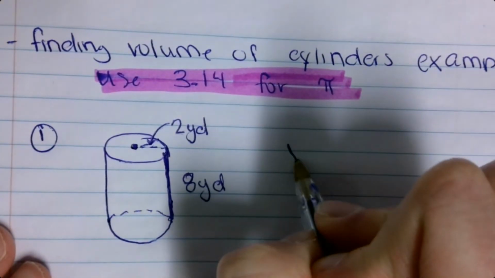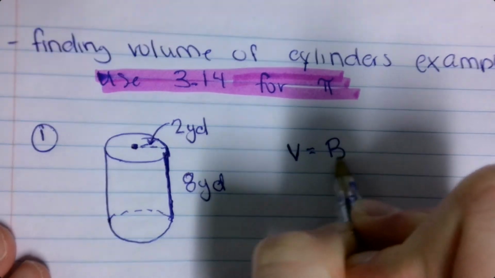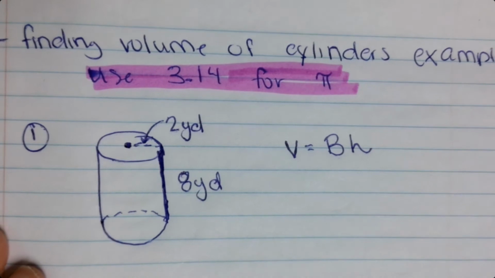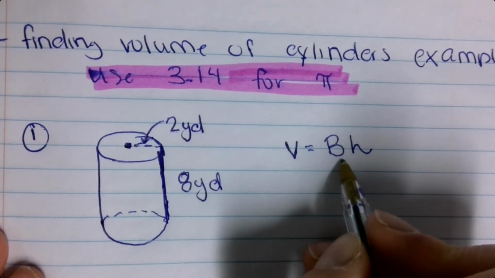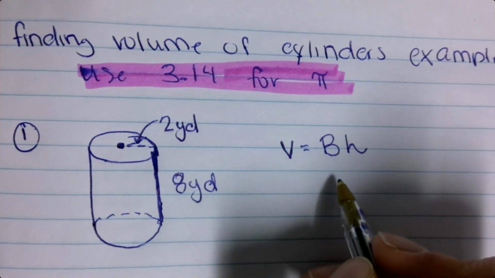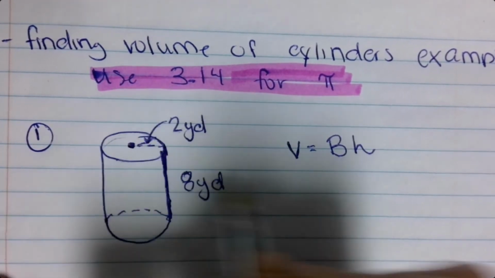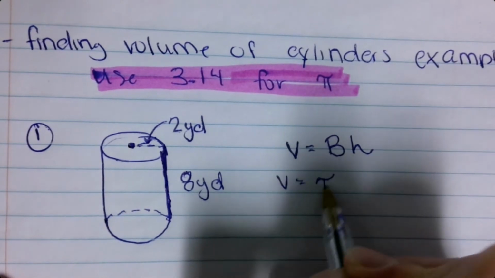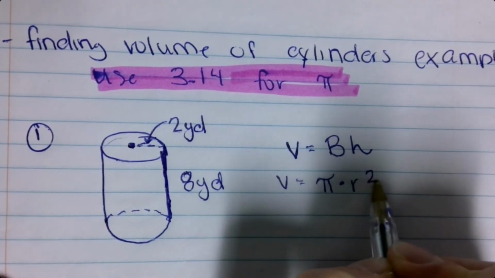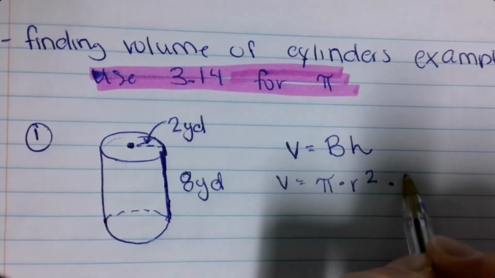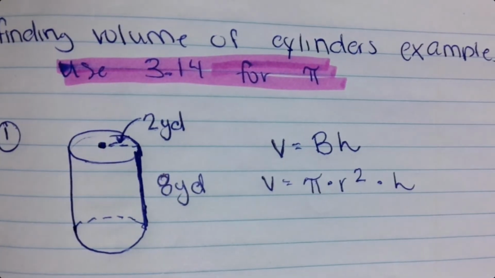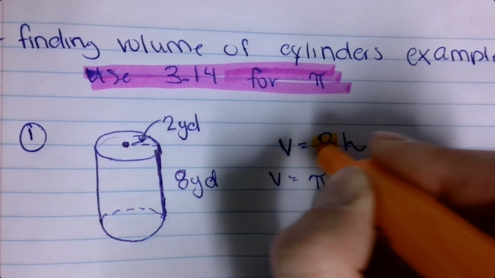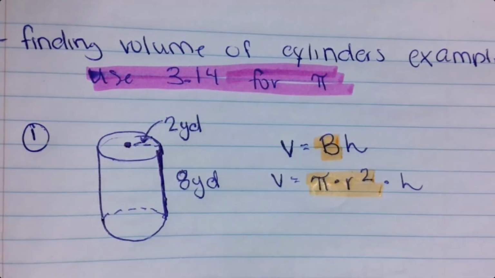So this is, again, volume equals big B times height. Our base, in this case, again, we worked on this a couple classes ago, was the circle. So the volume, or area of a circle, is pi times r squared, and then we just bring down our h. Okay? So again, this and this are the same thing.